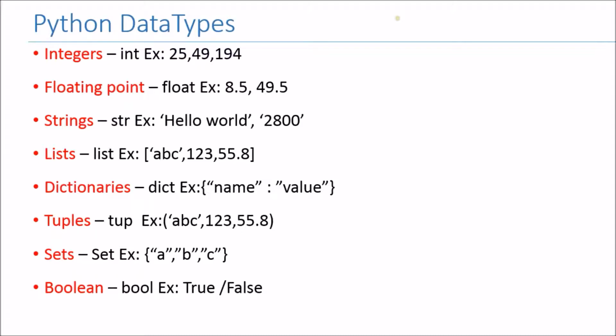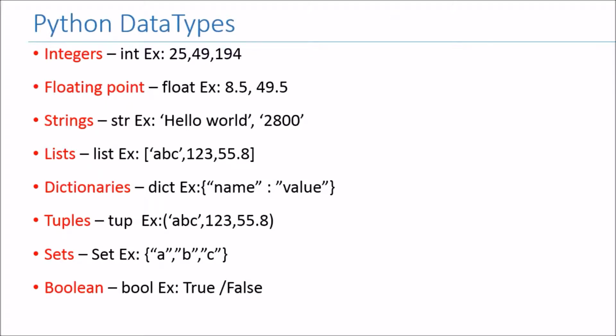Dictionaries. Dictionaries are usually represented by the word dict. The example would be a name and a value pair. So what happens in a dictionary is it is usually represented by a key value pair. For example, it can be something like name colon Avinash or designation colon team lead and so on.